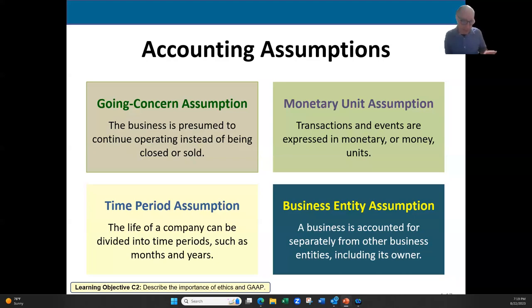And the last one is business entity. What kind of business is it? Is it a sole proprietor, meaning one person running the business? Is it a partnership, two or more people? Is it a corporation, C corp, S corp? That's important to know what kind of business it is.